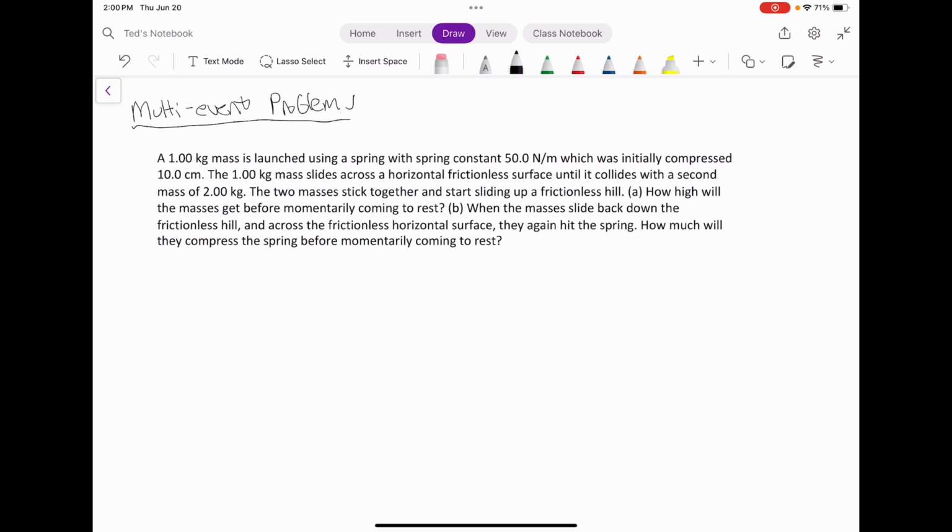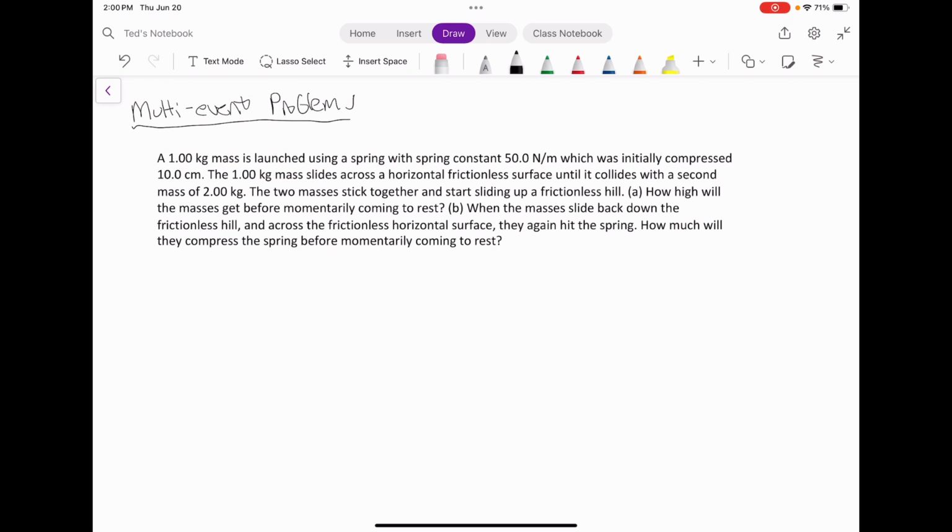I'll read it, and maybe you guys can pause and read it a couple of times. A 1 kilogram mass is launched using a spring with a spring constant of 50 newtons per meter, which is initially compressed 10 centimeters. The 1 kilogram mass slides across a horizontal frictionless surface until it collides with a second mass of 2 kilograms. The two masses stick together and start sliding up a frictionless hill. How high will the masses get before momentarily coming to rest?